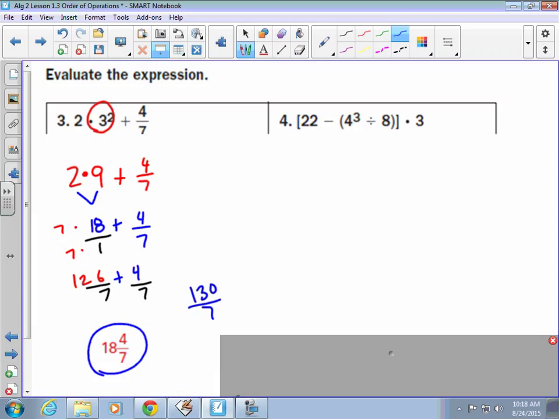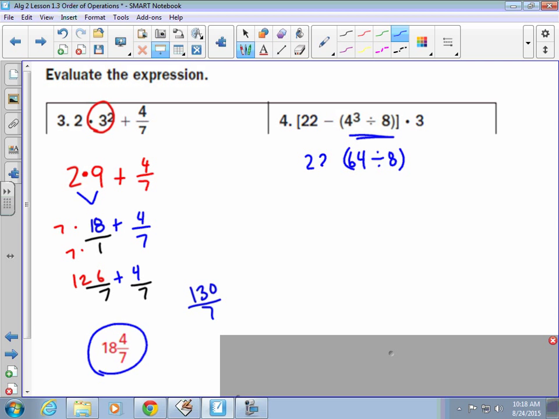22 minus 4 to the third power divided by 8. So you're going to do the innermost parentheses or the innermost grouping symbol first. 4 to the third power doesn't mean 4 times 3. It's 4 times 4, which is 16, times 4, which is going to be 64. 64 divided by 8 is next.